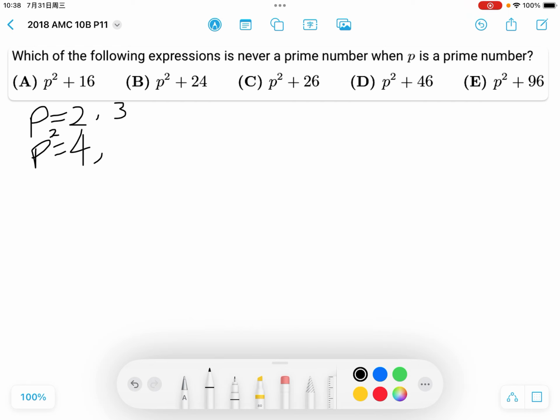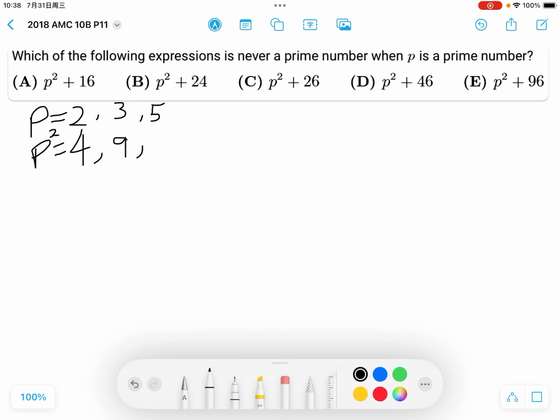So let's try p equals 3. When p equals 3, A is 9 plus 16, which is 25. B is 9 plus 24, which is 33. C is 9 plus 26, which is 35. D is 9 plus 46, which is 55, and E is 9 plus 96, which is 105. Okay, so let's try the next number.